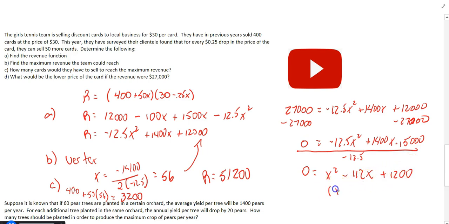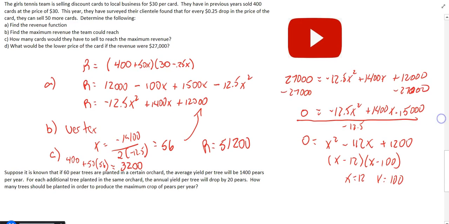So then that factors. x minus 12 times x minus 100. So x equals 12 and x equals 100. And we want the lower price, whichever is the lower price. So the lower price would be the bigger x. So it would be 30 minus 0.25 times 100. So that would be $5. So if they lower the price to $5, they'd be able to sell a lot more cards and they'd be able to make a little bit more money.